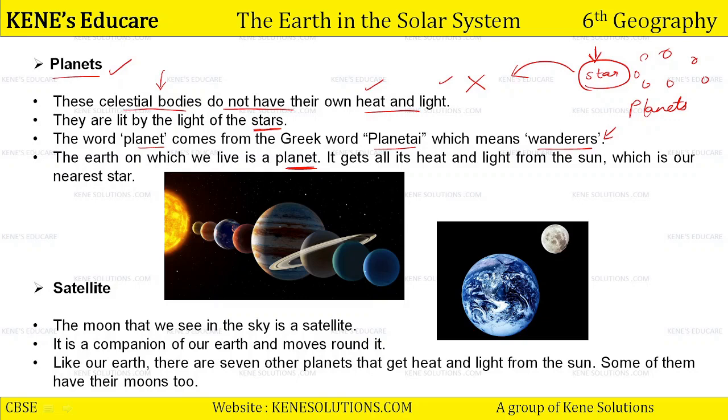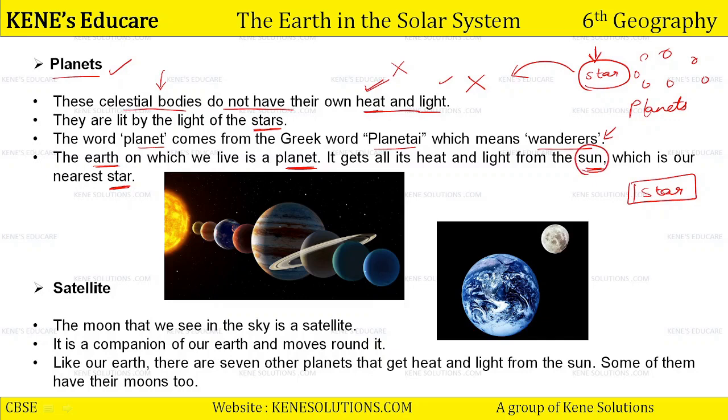It gets all its heat and light from the sun, which is our nearest star. Now, if you must be questioning ki earth agar ek planet hai, that means earth ke paas bhi apni heat and light nahi hai. Earth is a planet, and therefore earth also does not have its own heat and light. It is dependent on a star for its heat and light. So, kaun sa star hume heat and light deta hai? Sun hume heat and light deta hai.